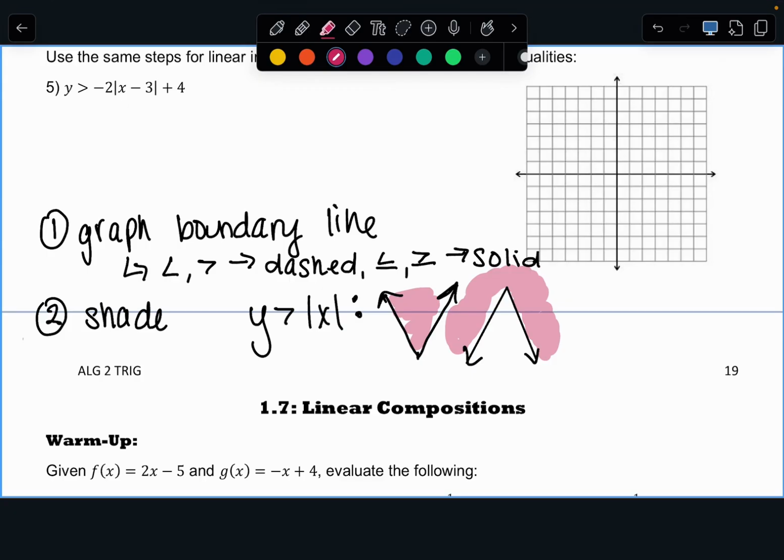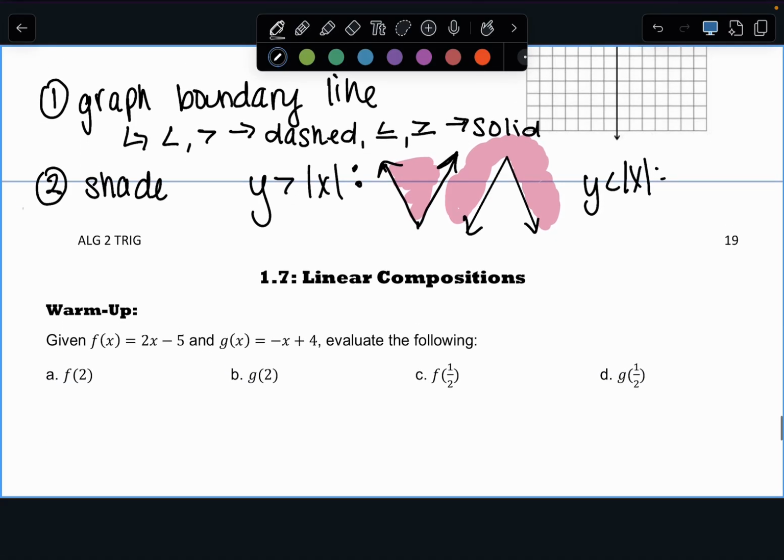So if y is smaller than the absolute value of x, it's like reversed. Yes. For less than, if we have a non-reflected absolute value graph, we are shading below each line. So yeah, it's almost reversed. We're shading outside the V. And if it's upside down and it's less than, we shade inside.